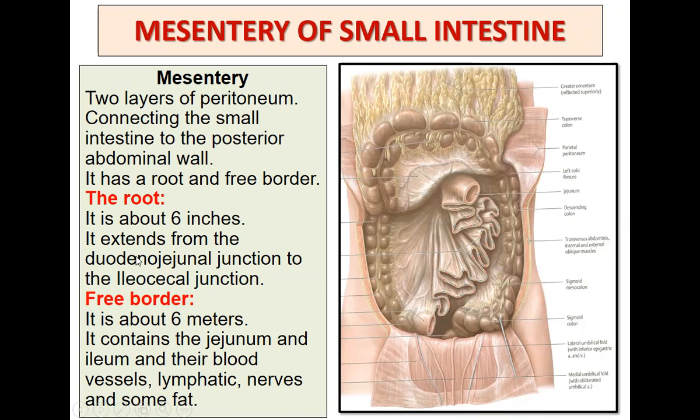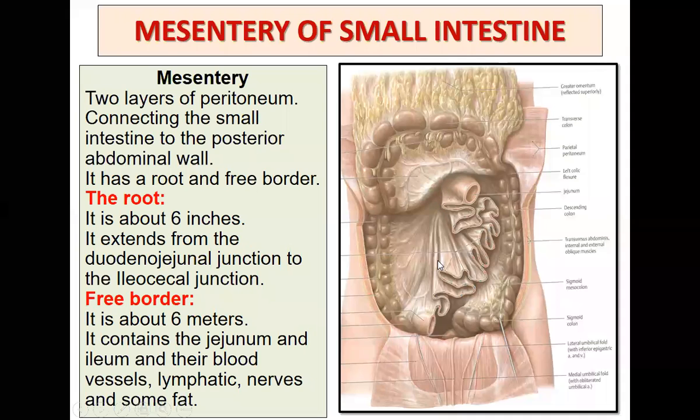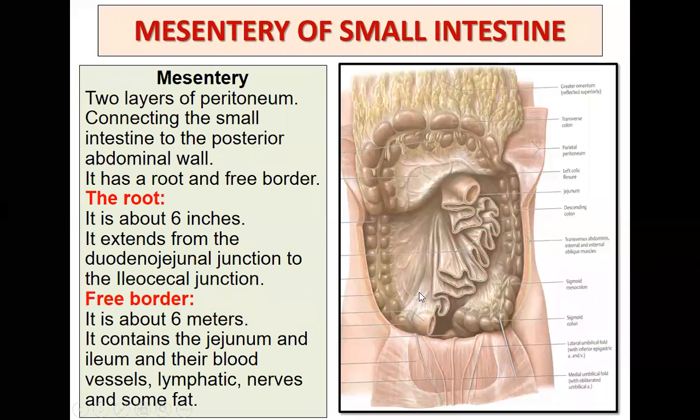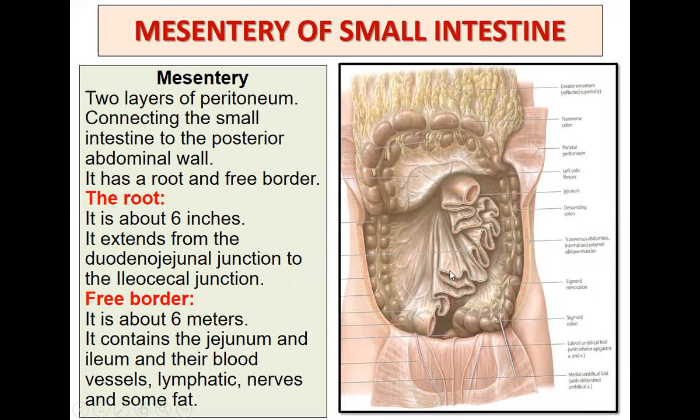It extends from the duodenojejunal junction to the ileocecal junction. From the duodenojejunal junction, between the duodenum and jejunum, to the ileocecal junction, where this is the ileum and this is the cecum of the large intestine. So it extends from here to here. That is just the root. And the long fold, the free border, will be here.